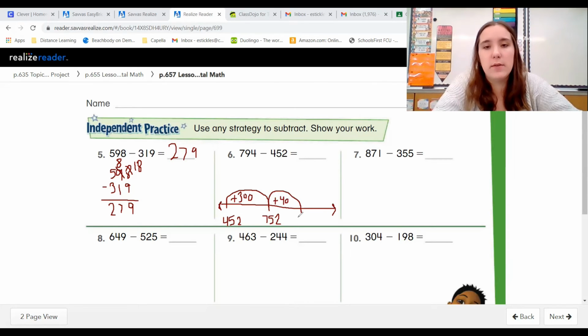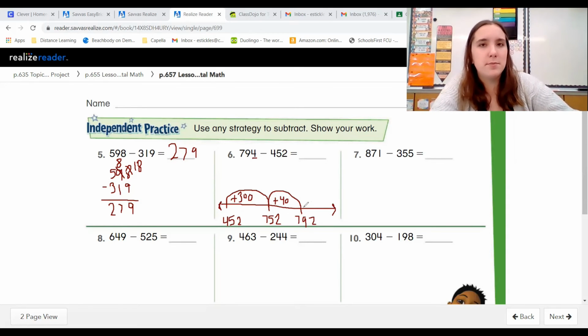And like I said, we'd still have our 700s, 5 tens plus 4 more is 9. So 9 tens, and we still have our 2 ones. So now we're at 792. And then if we have to get to 794, how many ones do we have to add? Just 2 ones. So I'm gonna make a jump of 2. So 2 plus 2 is 4, so now we're at 794.